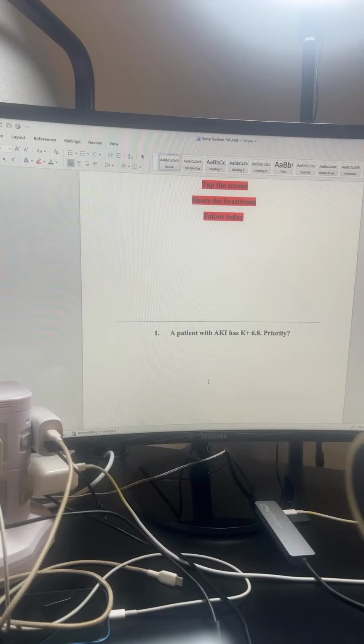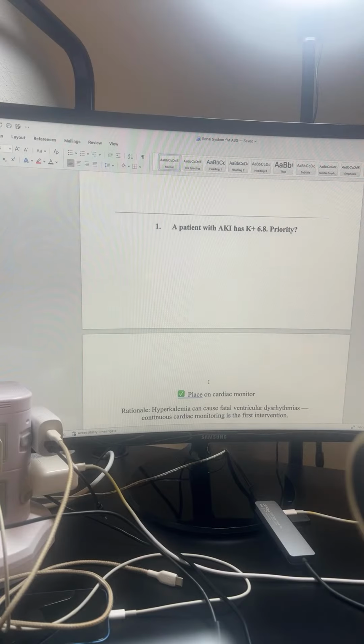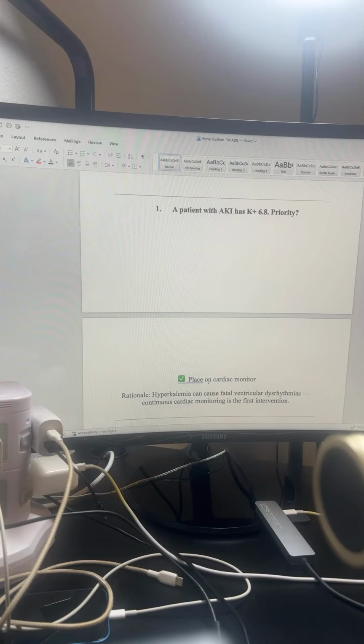Yes, so you want to make sure you put the patient on the cardiac monitor, stabilize the heart and all. We do the cocktail: insulin, calcium gluconate, dextrose, and EKG monitoring. So place the patient on the monitor. Hyperkalemia can cause fatal ventricular dysrhythmias. You want to do continuous cardiac monitoring. That is the first intervention for this patient. Yes, you definitely want to do your insulin, calcium gluconate.